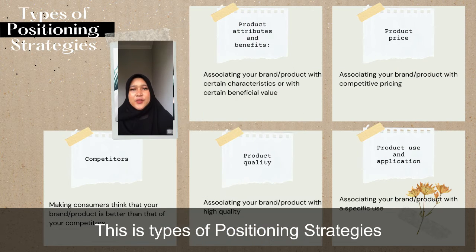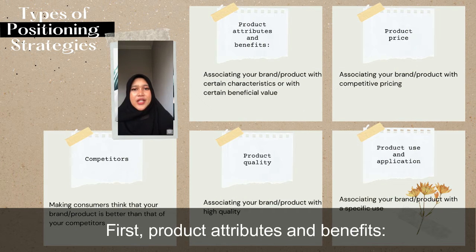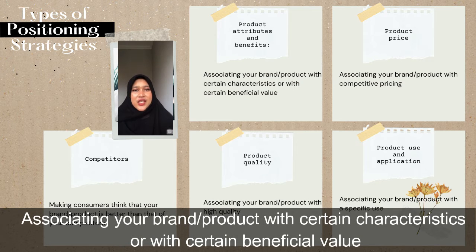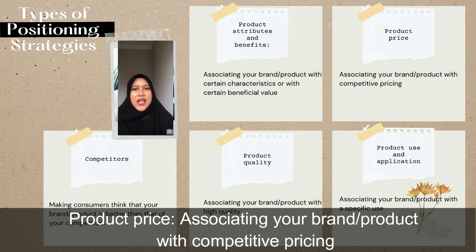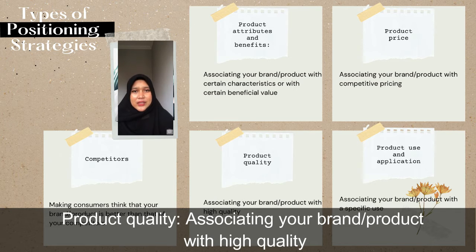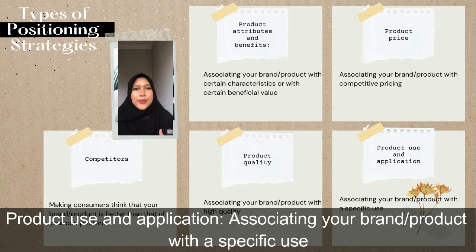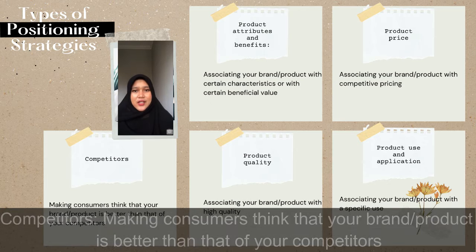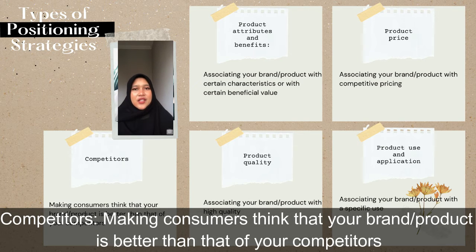These are the types of positioning strategies. First, product attributes and benefit. Associate your brand or product with certain characteristics or with certain beneficial value. Second, product price. Associating your brand or product with competitive pricing. Next, product quality. Associating your product or brand with high quality. Next, product use and application. Associating your brand or product with a specific use. Lastly, competitors. Making consumers think that your brand or product is better than your competitors.